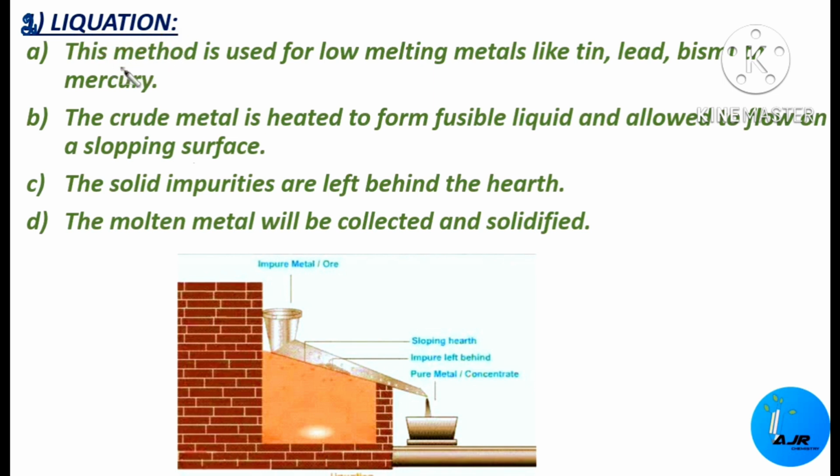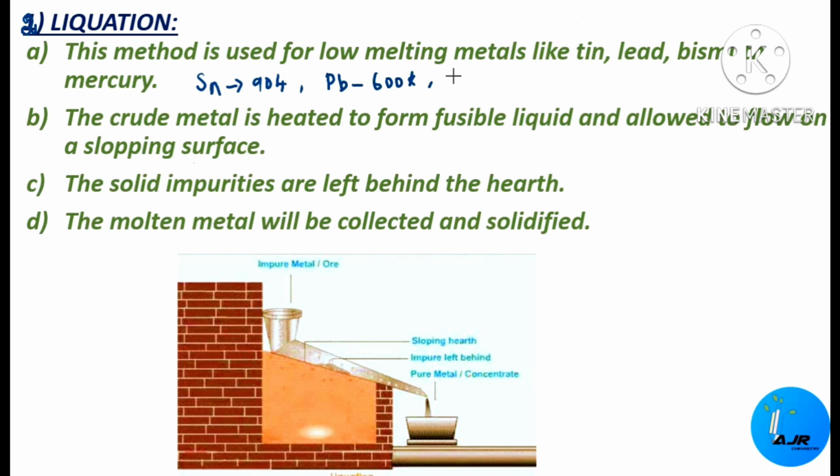Actually, this method is used for low melting metals like tin, lead, bismuth, and mercury. This methodology is employed to remove the impurities with high melting point. Low melting metals can be purified by this method, so automatically the impurities present along with these metals will have a high melting point. For example, for tin it is 904 Kelvin. Then for lead it is 600 Kelvin.